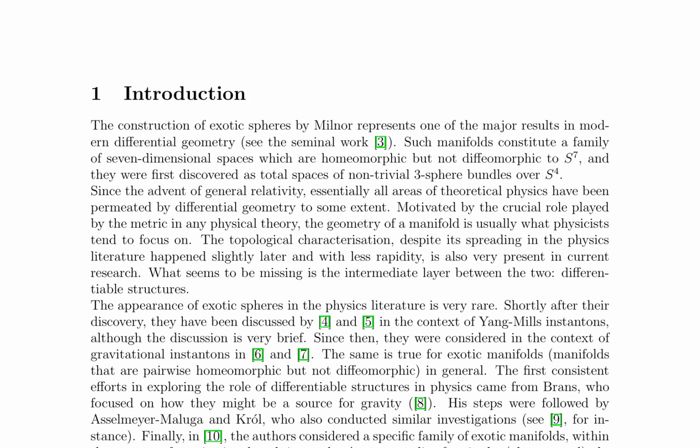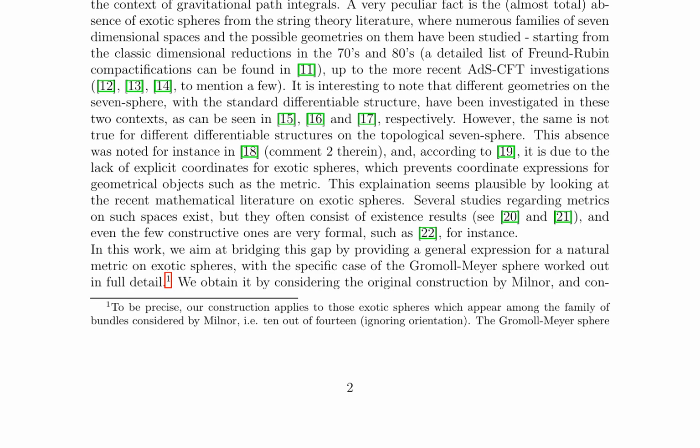The construction of exotic spheres by Milnor is a significant result in modern differential geometry. These 7-dimensional spaces are homeomorphic but not diffeomorphic to S7. Motivated by their role in theoretical physics, particularly in general relativity and Yang-Mills instantons, their study is crucial for understanding the topological characterization of physical theories.